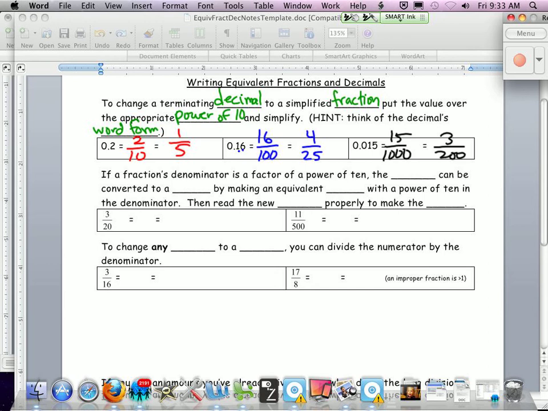So the common errors that people make, it seems simple enough, but the common errors are people put the wrong power of 10 in the denominator, or they make an error with the simplifying step. So just be careful with those things. But it's fairly straightforward. But then the next part is going from a fraction to a decimal.